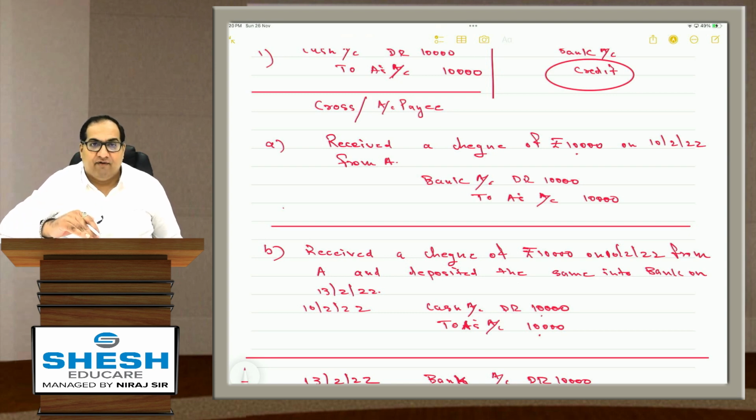Then on 13th of Feb, when you go and deposit the check with the bank, bank is the receiver, so bank account debit. Now when you remove the check from the cash box, treat it as if you are removing cash from the cash box and credit which account? Cash account.